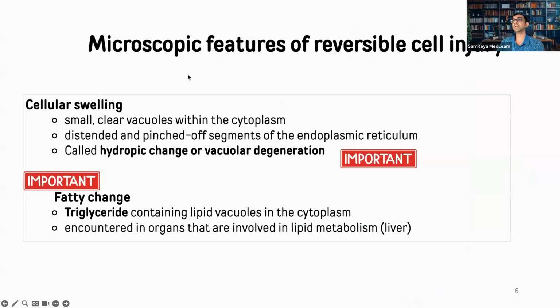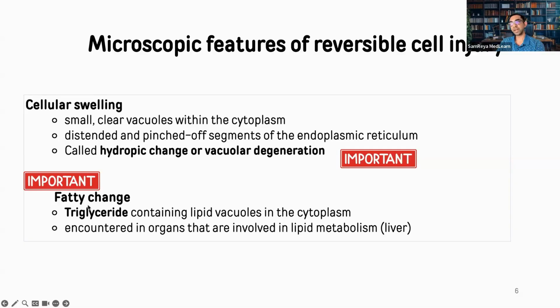Okay, so let's review the microscopic features of reversible cell injury. The first one that I told you is cellular swelling. The second one that I asked you to remember is fatty change. Cell swelling is when small clear vacuoles appear within the cytoplasm, and sometimes the membrane forms blebs, and the endoplasmic reticulum can break up into small vacuole-like segments. So we call it hydropic change or vacuolar degeneration.